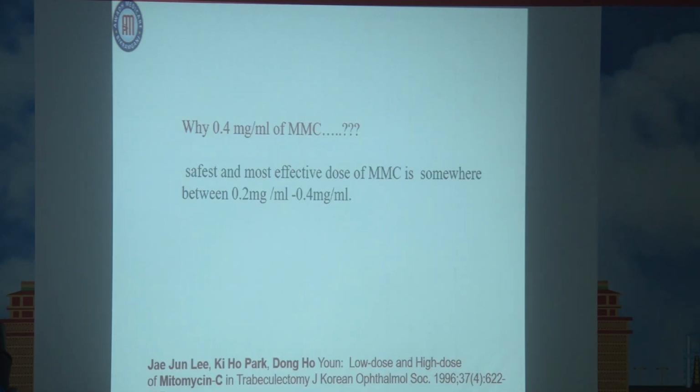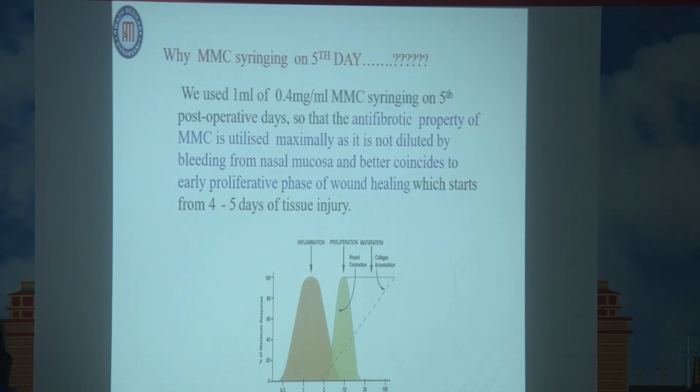We use 0.4 milligram mitomycin C because the safest and most effective dose of mitomycin C is somewhere between 0.2 milligram per ml and 0.4 milligram per ml. And we used 1 ml of 0.4 milligram per ml mitomycin syringing on the 5th post-operative day so that the anti-fibrotic property of mitomycin is utilized maximally, as it is not diluted by bleeding from the nasal mucosa, and it better coincides with the early proliferative phase of wound healing, which starts 4 to 5 days after tissue injury.